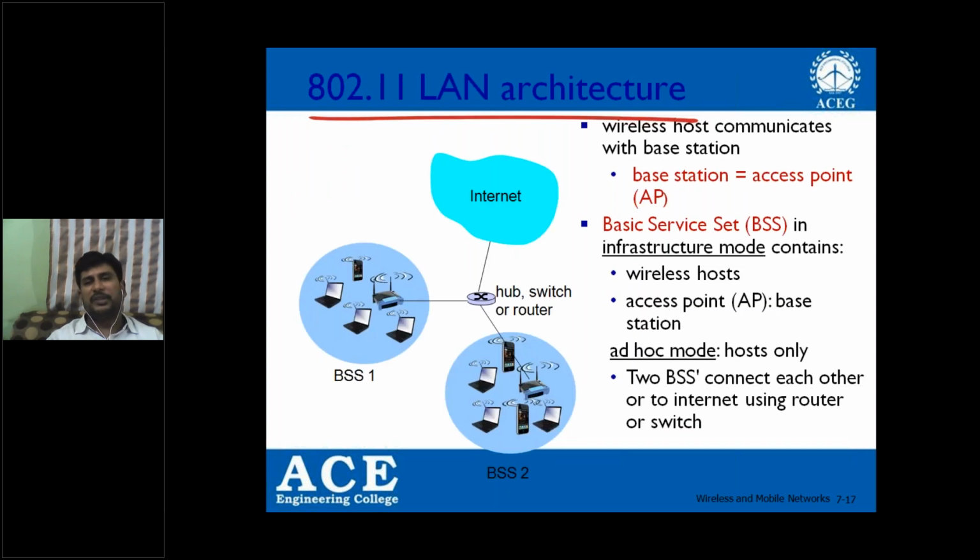Then we talked about the basic service set. What does a basic service set include? A base station, wireless hosts, and a wireless link. And if you are trying to connect more than one basic service set, we refer to it as an extended service set. And your basic service set can be either in ad hoc mode or infrastructure mode.